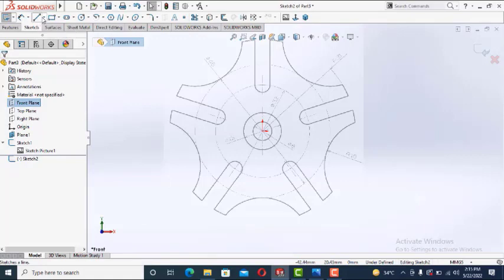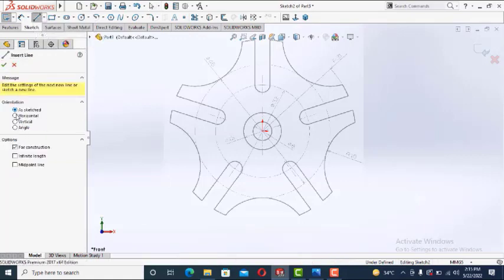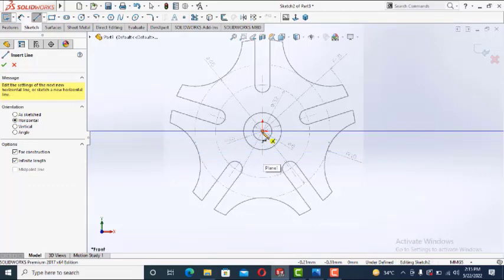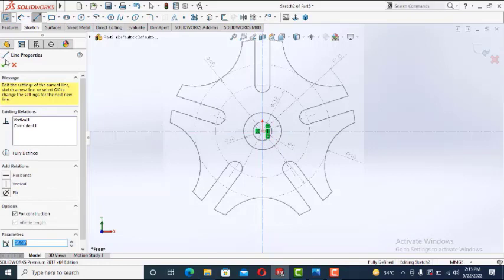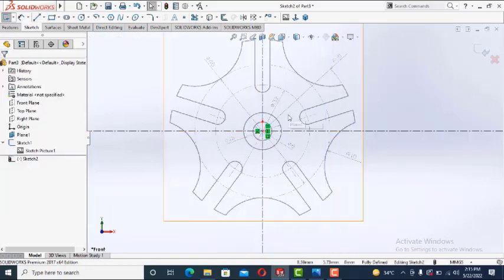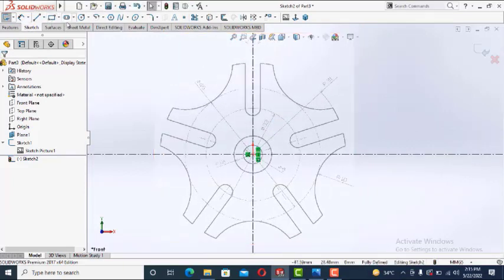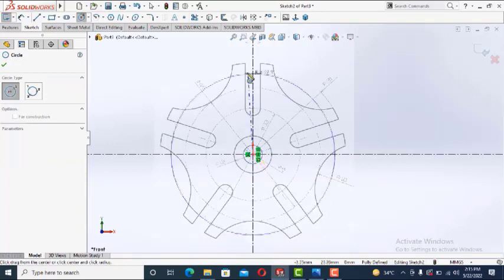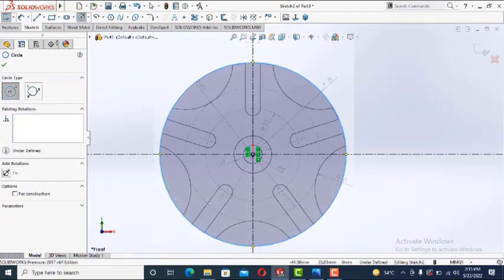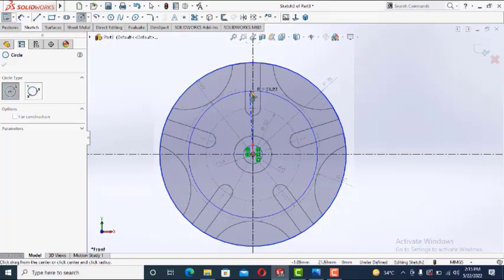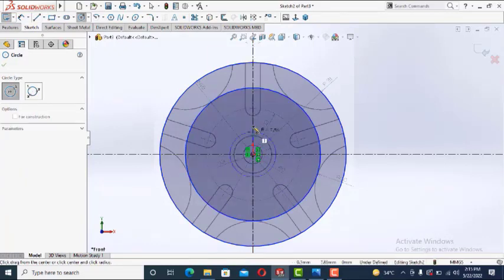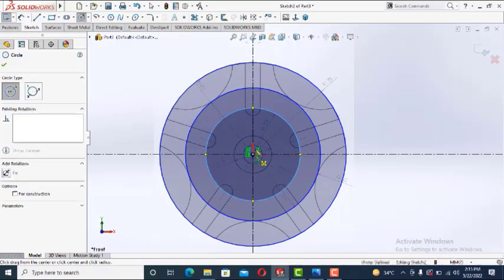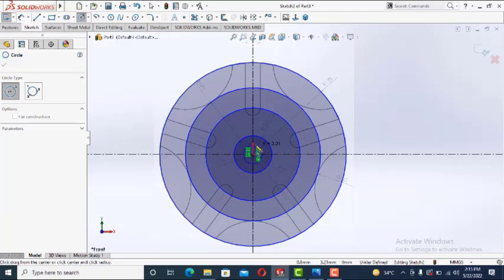First let's draw our axes, the center lines, horizontal, infinite length, then vertical. Let's draw the circles first. Circle, this circle, then this one, then this one, this one, this one. Total 5 circles.